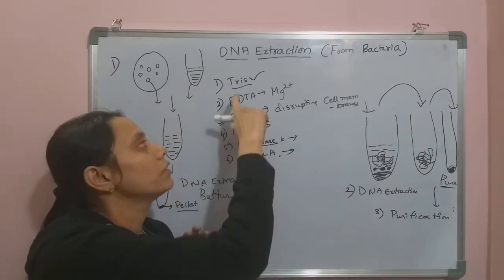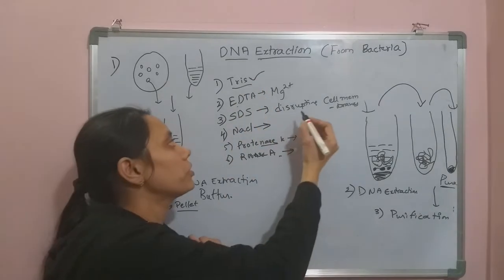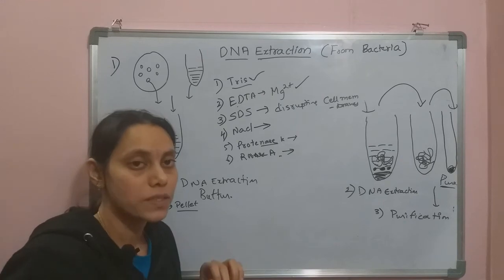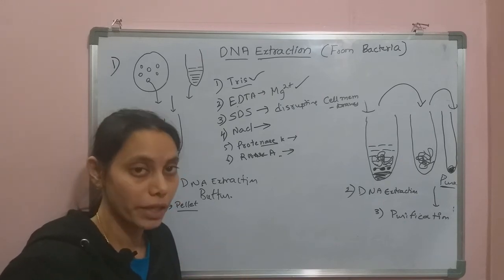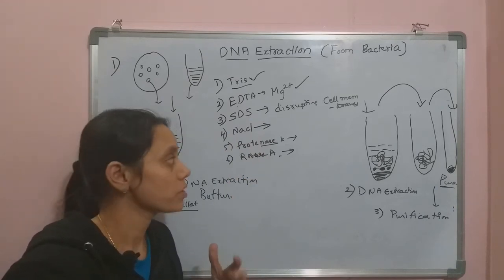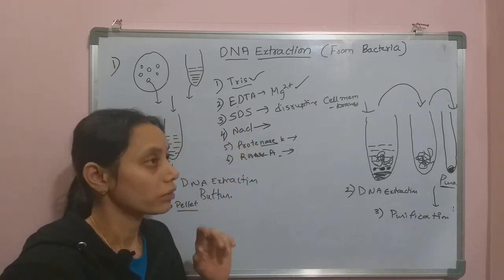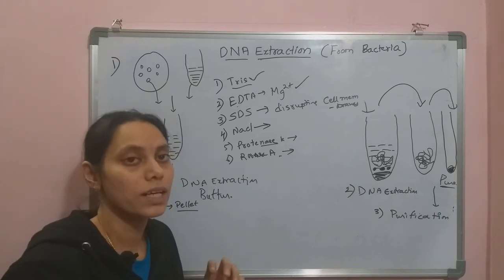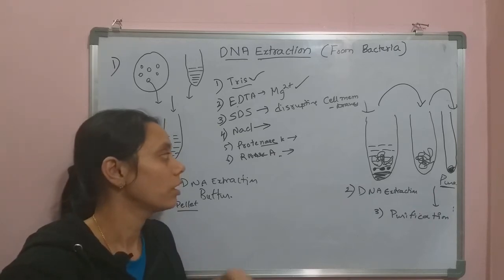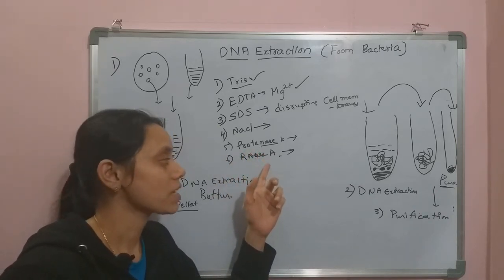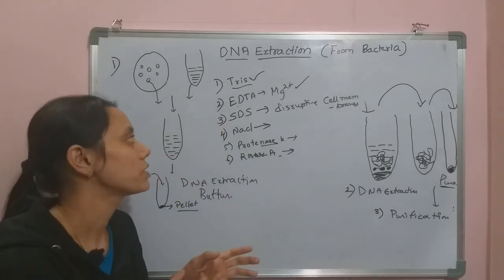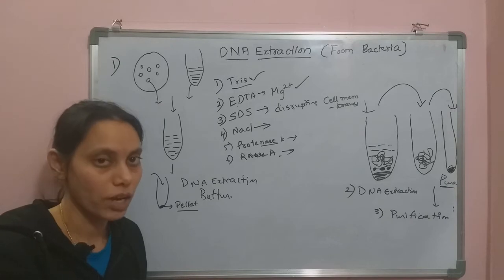Here Tris is used to maintain the buffer. EDTA is a chelating agent which chelates the Mg2+ ions so that DNases will be deactivated. SDS is a detergent which disrupts the membranes, and NaCl is a salt which neutralizes the charge around the DNA and forms a solvation shell. Proteinase K degrades the proteins, and RNase A degrades the RNA. So these are the main components present in the DNA extraction buffer.